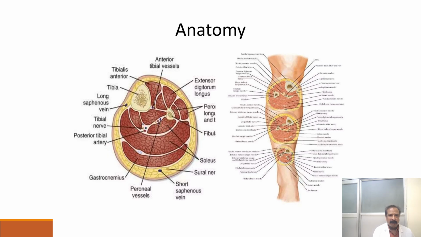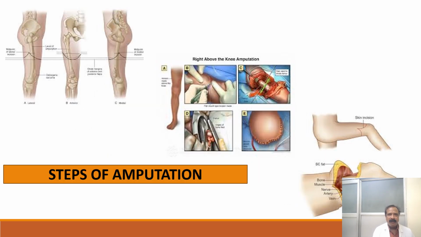See, for the lower limb, amputation steps are, no doubt, proper skin incision so that the stump will be conical. Muscle should be properly cut so that it will be closed properly. No doubt nerves should be pulled and cut. Sometimes we tie the nerves also so that there will be no neuroma formation on the surface. Nerve vessels should be properly tied so that there will be no bleeding.